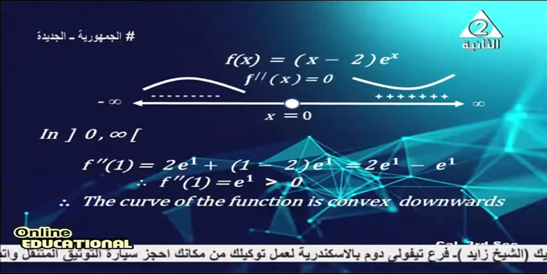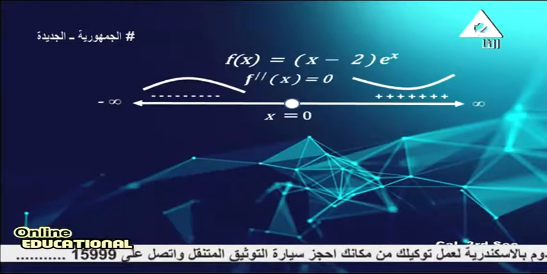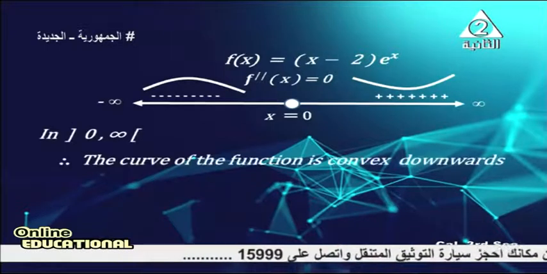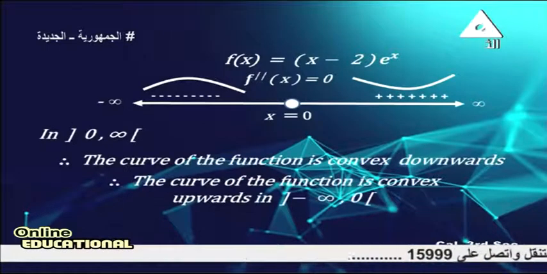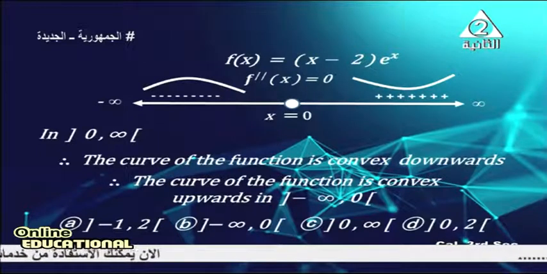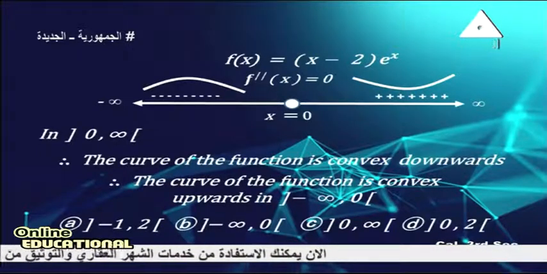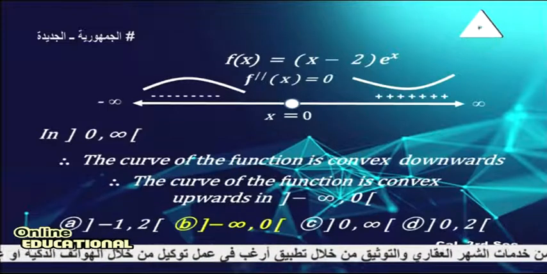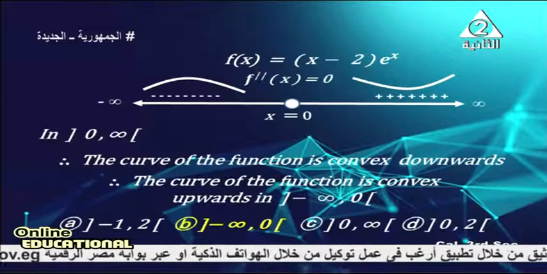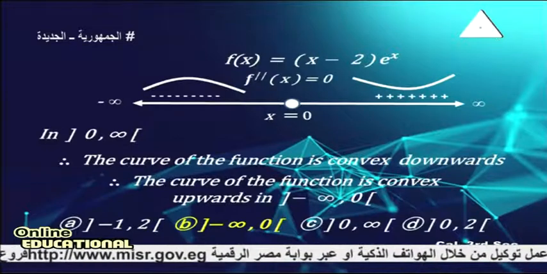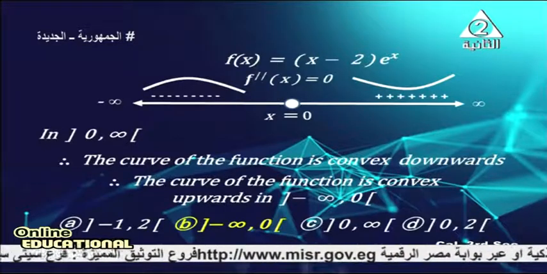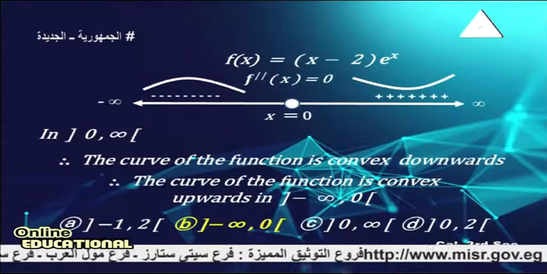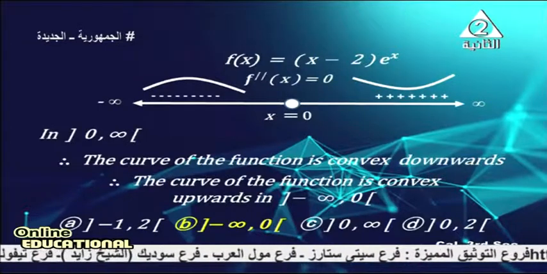Now, which of the intervals in the choices is the right choice? Yes, the letter B is the right answer because the curve of the function is convex upwards in the open interval (negative infinity, 0).